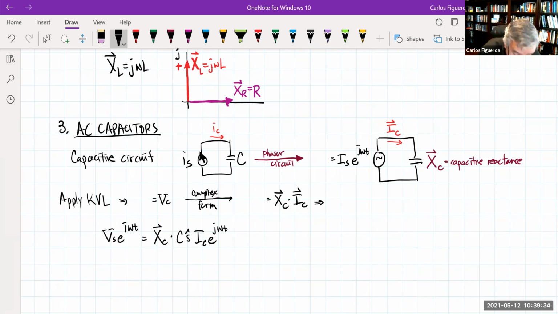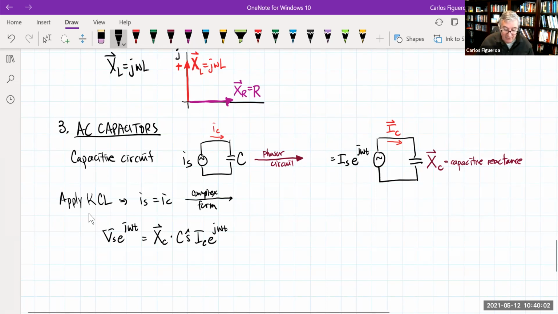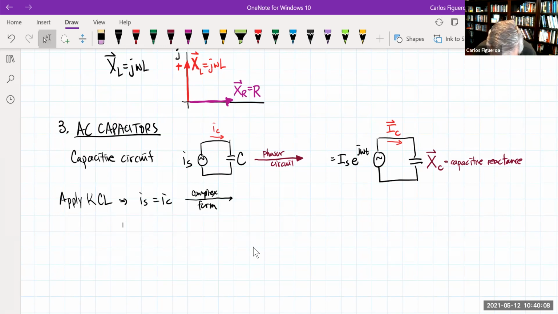So what I'm really looking at now is not KVL, I'm looking at KCL. In KCL, what you're finding here is that I source is equal to the current of the capacitor. So when I go into complex form, I really screwed up. I should have thought this through more deeply. I got stuck on the other two. Sorry. So in complex form, it should be I of the source, which has to be the same as the current of the capacitor, because they're the same.